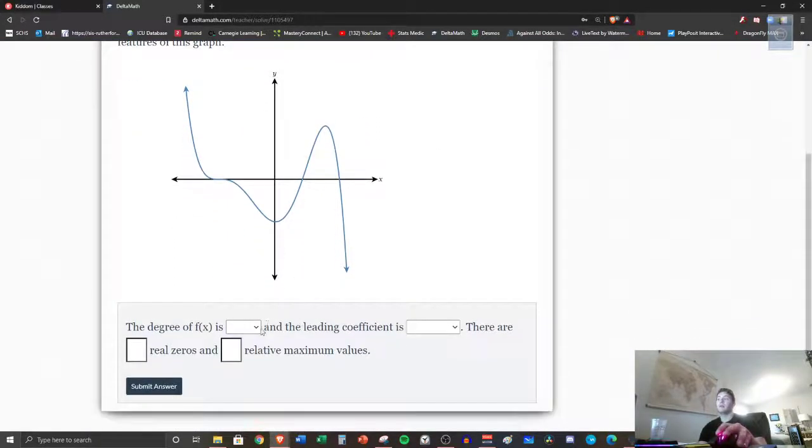Okay, so on this one, odd or even, you should have said odd because they're going opposite directions. The leading coefficient, positive, negative. So on this one, it is negative. It's going down on the right side. How many real zeros are there? So I'll give you a second. You should have said 1, 2, 3 of them. What about relative maximum values? You should have said 1.